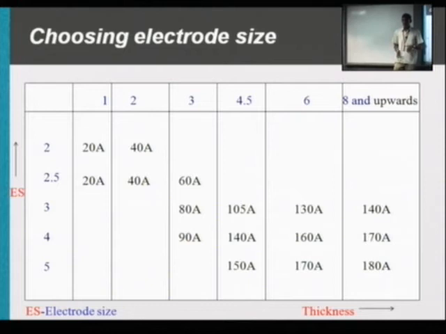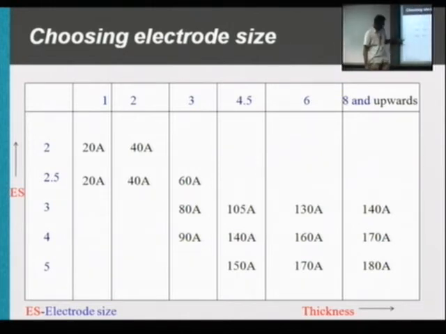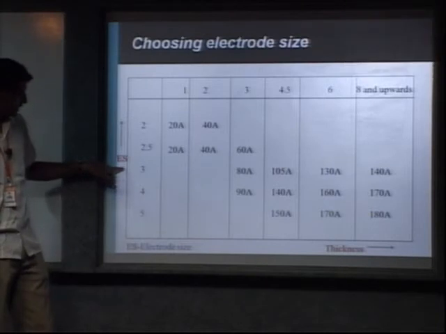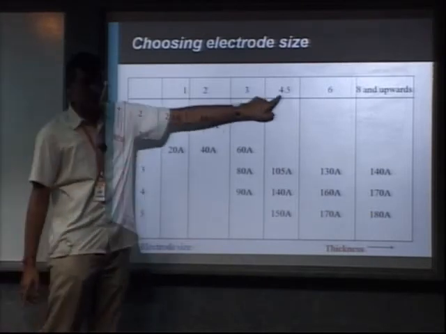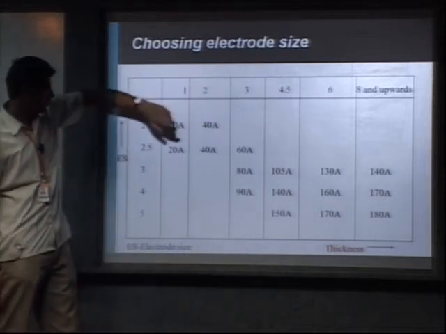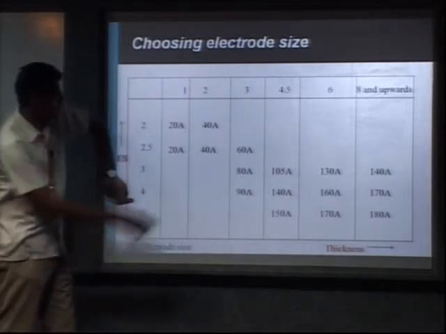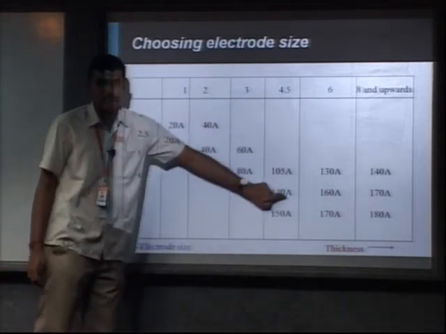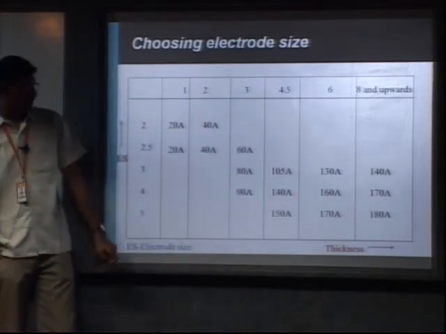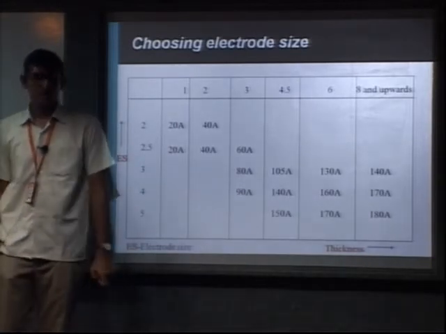Suppose your plate thickness is 4.5 and your electrode size is 4. Let's say the thickness is taken on the x-axis, and this ES is nothing but your electrode size, which is taken on the y-axis. Your plate thickness is 4.5 and your electrode size is 4, then see this, 4.5 and 4, then you should give 140 amps from the power source for generating an arc.